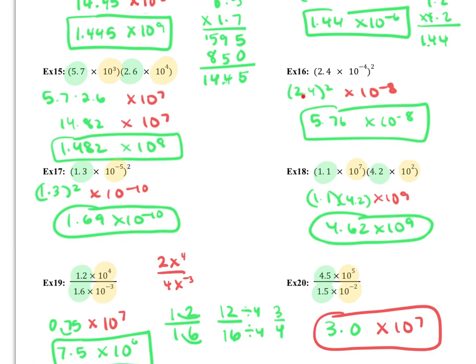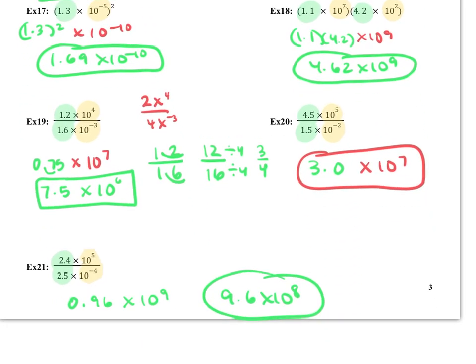On example 16, we start by squaring 2.4 because this exponent of 2 is being applied to both items inside. 2.4 times 2.4 was 5.76. And then 10 to the negative fourth to the second, I get to multiply my exponents and get 10 to the negative 8th. And the nice thing on this one is there was no adjustment to be made. On example 17, my exponent is being applied to 1.3 and 10 to the negative 5th. 1.3 times 1.3 was 1.69, and 10 to the negative 5th to the second is 10 to the negative 10th. So 1.69 times 10 to the negative 10th. On example 18, I do 1.1 times 4.2, which came out to 4.62, and then 10 to the 7th times 10 to the second was 10 to the 9th, and no adjustment was necessary.